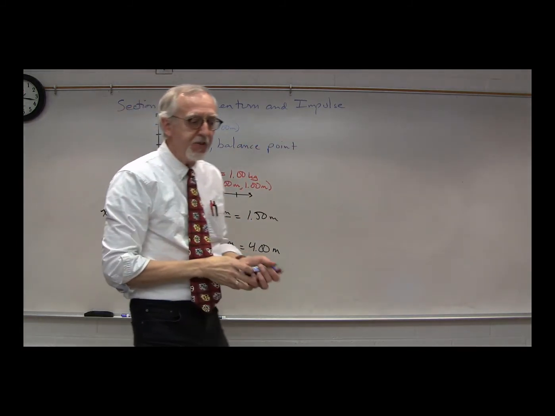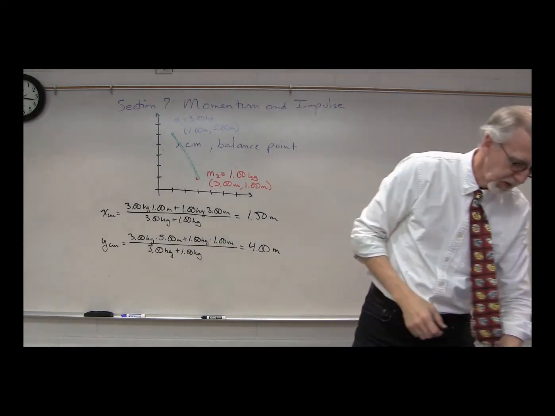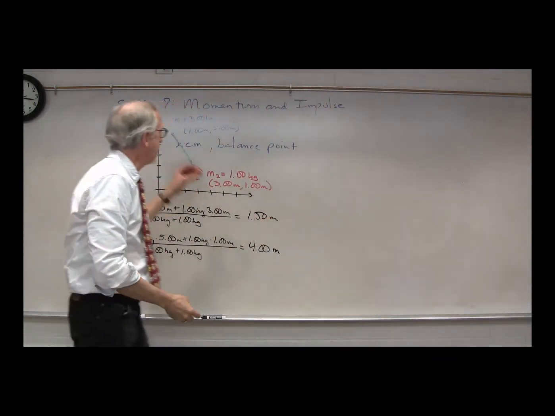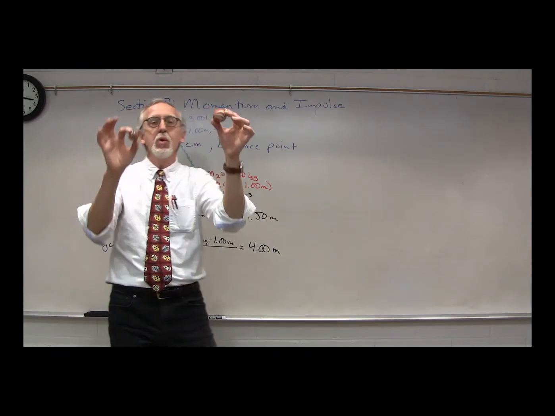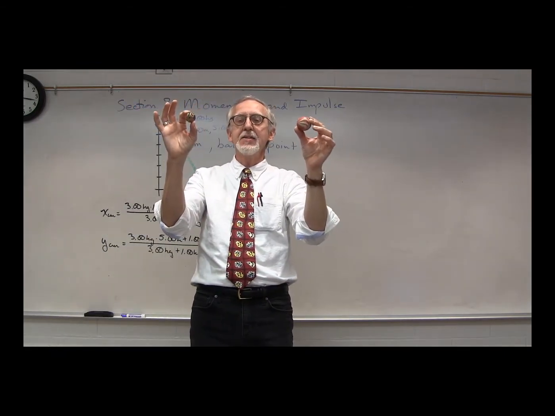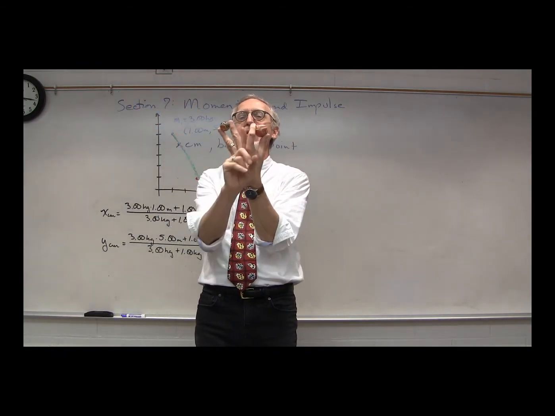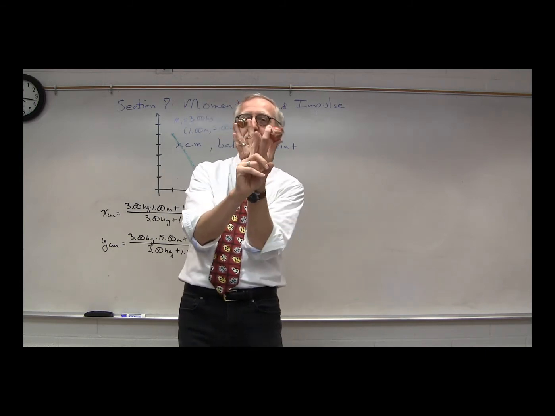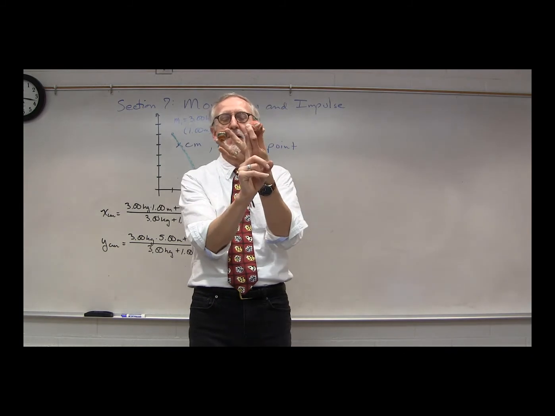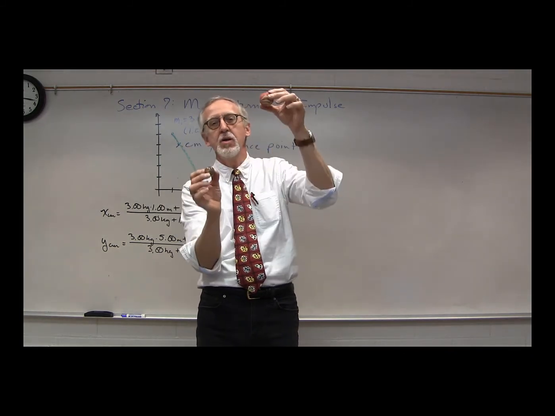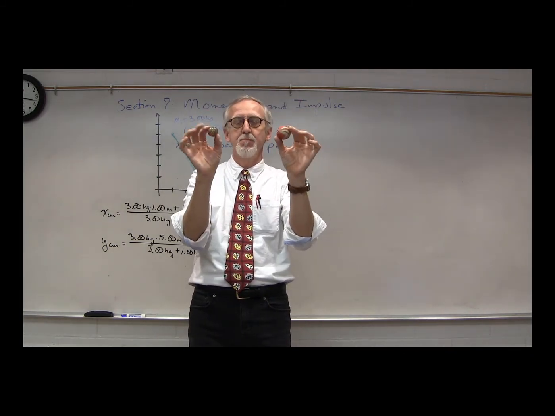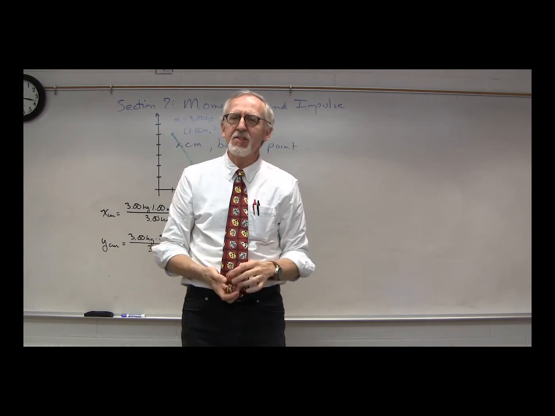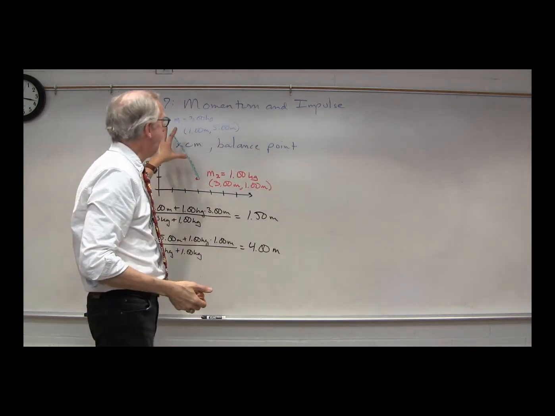If we had these two masses, let's say the 3 kilogram and the 1 kilogram, and we wanted to balance them, it turns out they would balance right at the point corresponding to the center of mass. If we could somehow put them on a balance, that's where the two of them would balance and stay level. So the center of mass corresponds to the balance point.